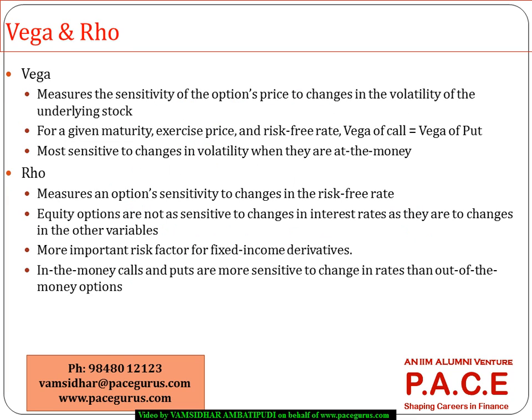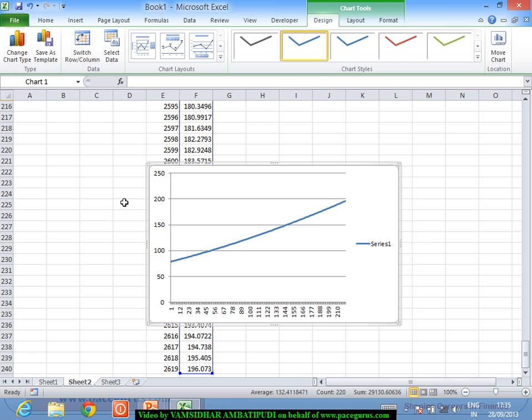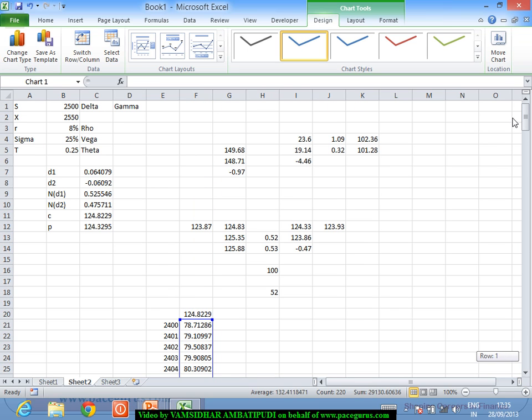Then we are also talking about Vega and Rho. Again, if the volatility is changed, let's say from 25%, my sigma is increased to 26%. A 1% change in the volatility. Here I can look at percentage. Volatility increased by 1%. What could be the increase in the call option price? Or what could be the decrease in the call option price?